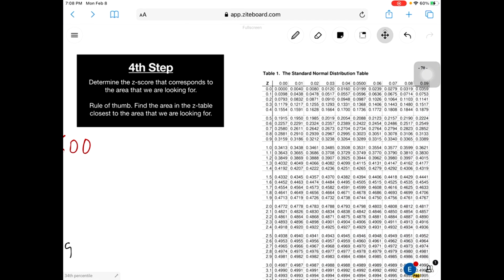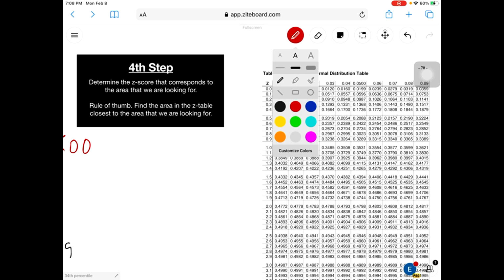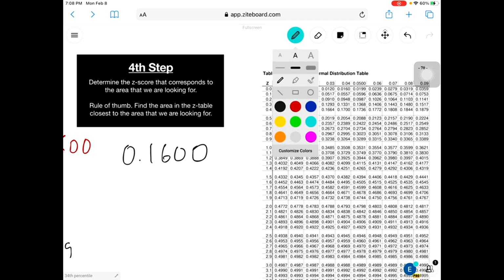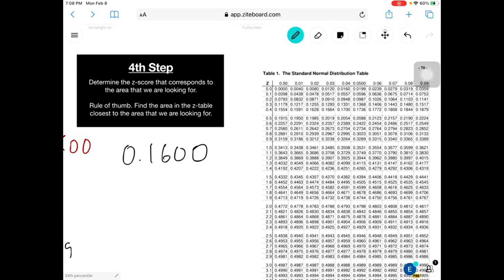In the z-table, this is the area that we will look for, 0.1600. The closest area to 0.1600 in the z-table is 0.1591, which is equal to the z-score negative 0.41. That's the area that corresponds the closest to 0.1600.